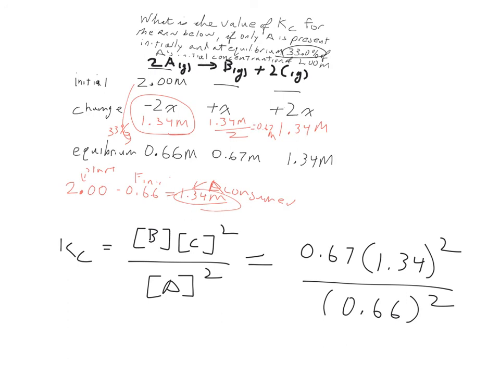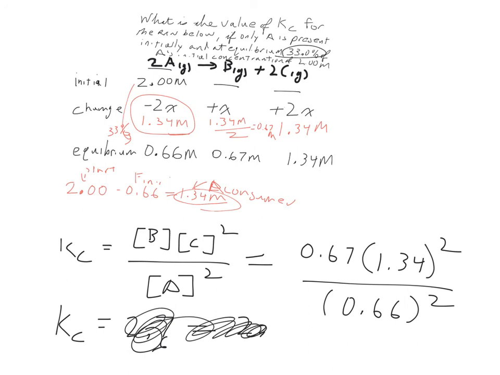That gives me a Kc of 2.76, or really it'd be 2 point, yeah, 2 point, should be 2.8. 2.76 is what my calculator says, but we got reduced to 2 sig figs there. So 2.8. And that's it.